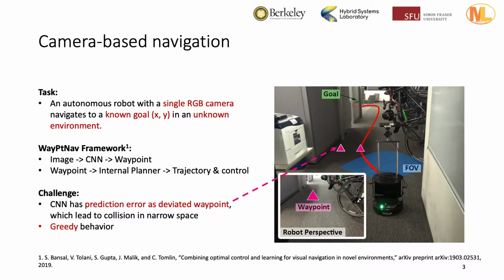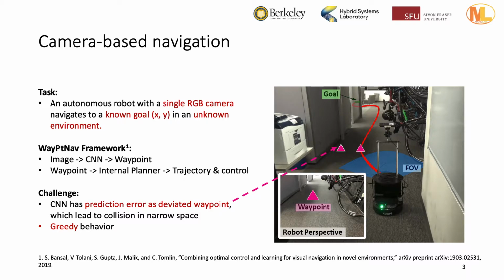Cameras are cheap, lightweight, and ubiquitous, making them a popular choice for navigation. In this work, we aim to have an autonomous robot with a single RGB camera navigate to a known goal in an unknown indoor environment. We adopt the learning-based waypoint navigation framework.